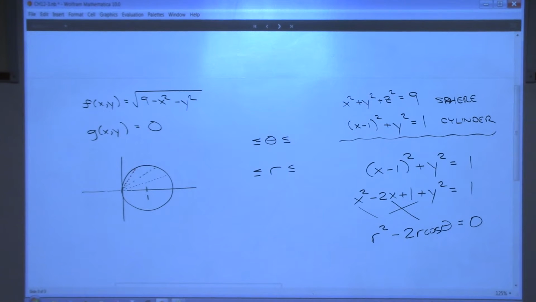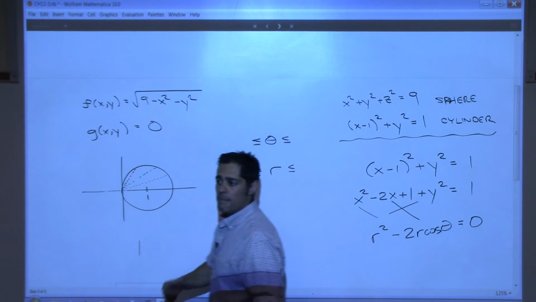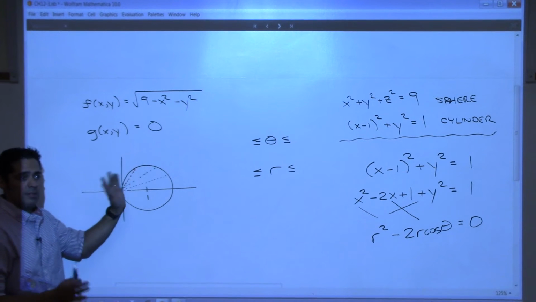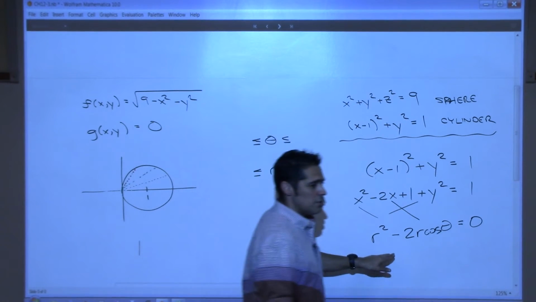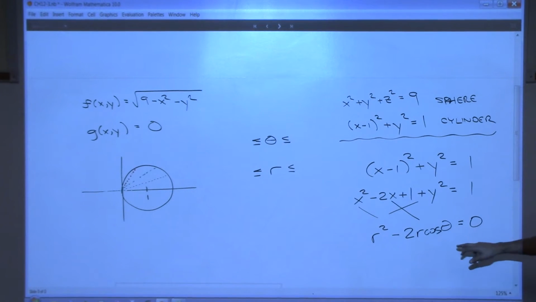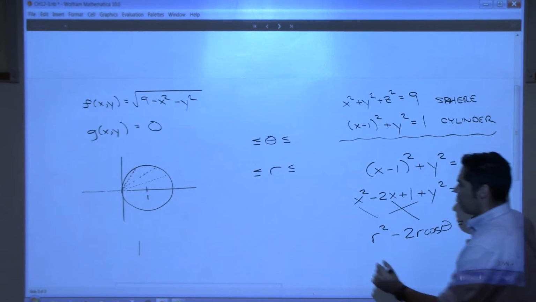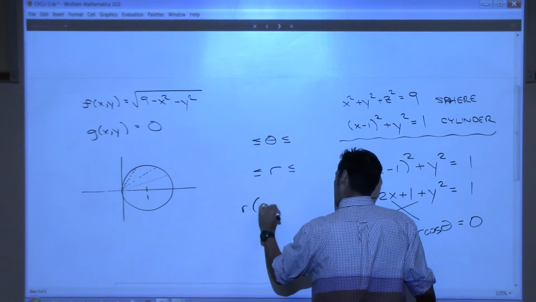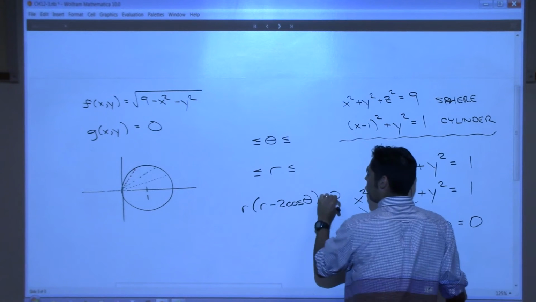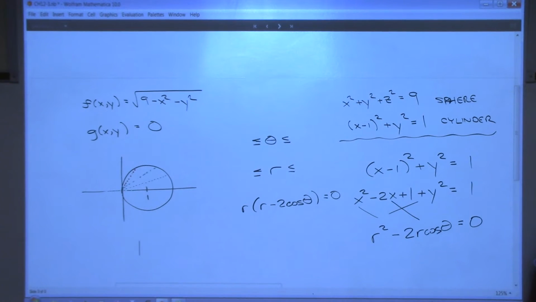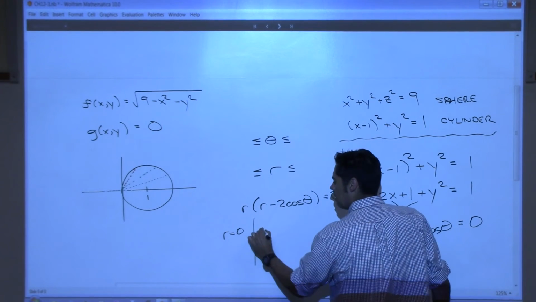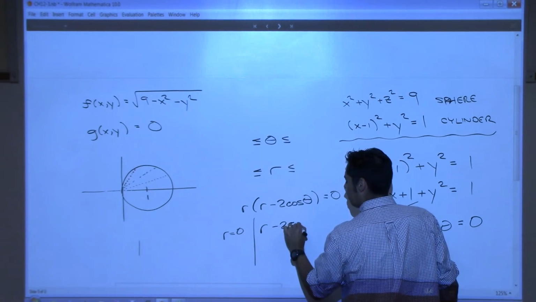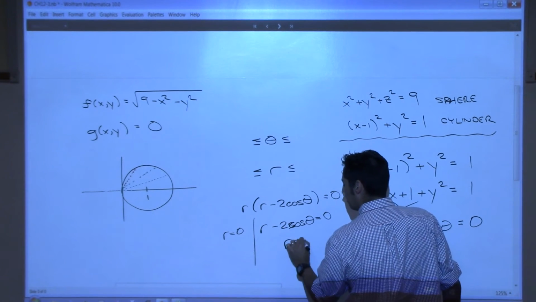Now remember what we're trying to do. We're trying to find restrictions on r and theta. Theta should be stuck between two constants, but my radius should be stuck between two functions of theta. Can you solve this equation for r? It's a quadratic in r, isn't it? What can you factor out of each of these? R. So if I factor out an r, I get r times (r minus 2 cosine theta) equals 0. Set each one of these equal to 0. What do you get? R is 0, and r minus 2 cosine theta is 0, which means that r is equal to 2 cosine theta.